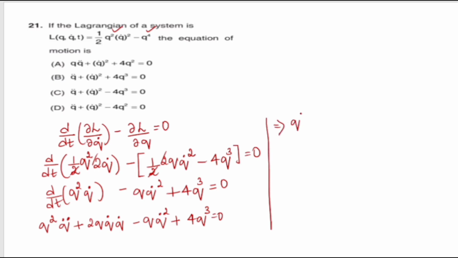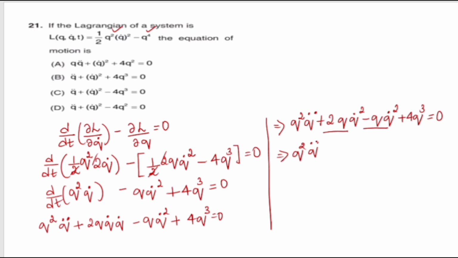So on rearranging the terms, I will get q square q double dot plus 2 times q dot square minus q dot square plus 4 times q cube. It will be 0. So I can subtract my like terms. So q square q double dot plus 2 minus 1 is 1, q dot square plus 4 times q cube, which is nothing but 0.